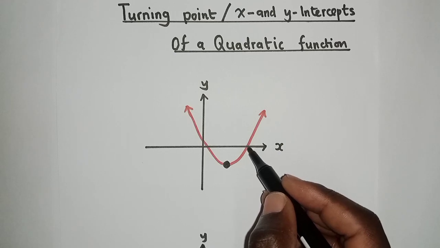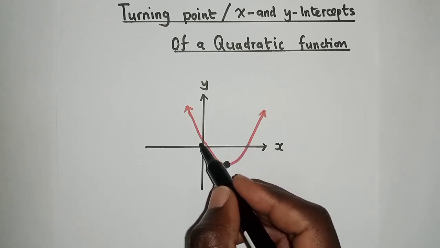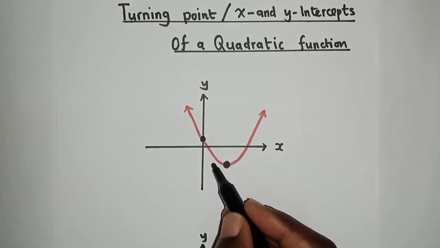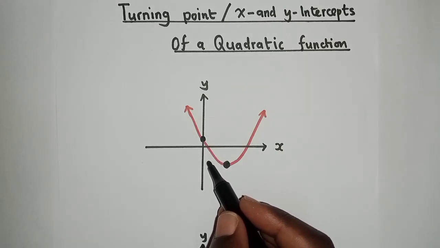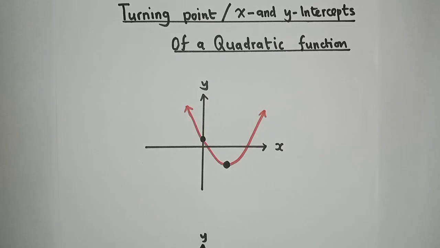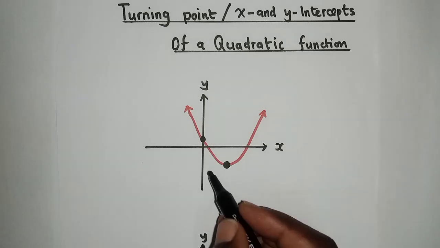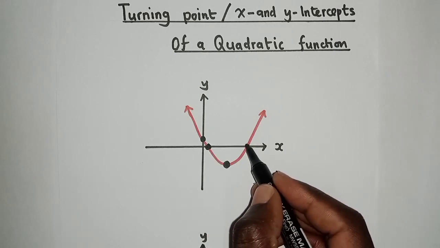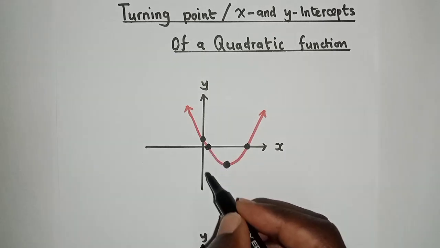When we talk about y-intercept, we're simply talking about this point where the graph is passing or cutting the y-axis. And when we talk about the x-intercepts, we're talking about the point where the graph is cutting the x-axis. It's right here and here.